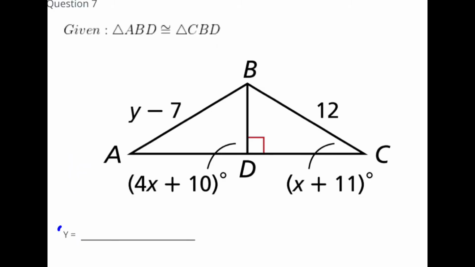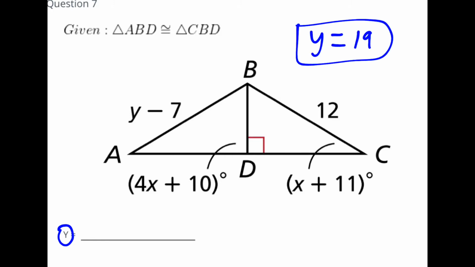In number 7, we're asked to solve for Y. So we know that Y minus 7 is equal to 12, so Y, we just add 7 to both sides and we get 19. Because side AB corresponds with side BC. AB with BC. They're the same segment.